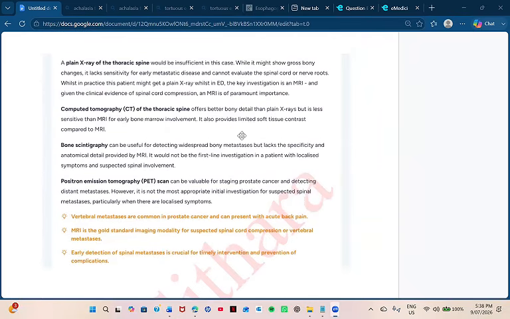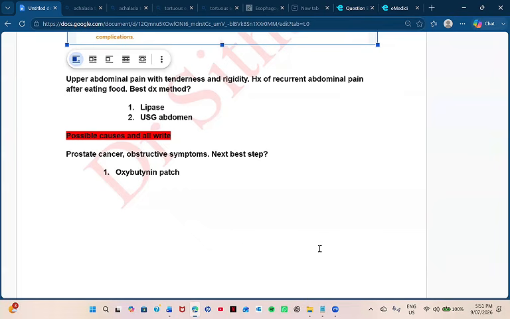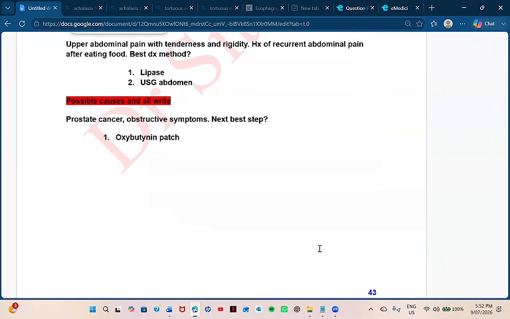So why not CT? Now, prostate cancer with obstructive symptoms. They are asking for the next best step for the obstructive symptoms, not for the prostate cancer. Can you see the options they are given? We have to assume the patient is already taking medication for the prostate cancer because they are asking about the obstructive symptoms. So these are lower urinary tract symptoms, right?